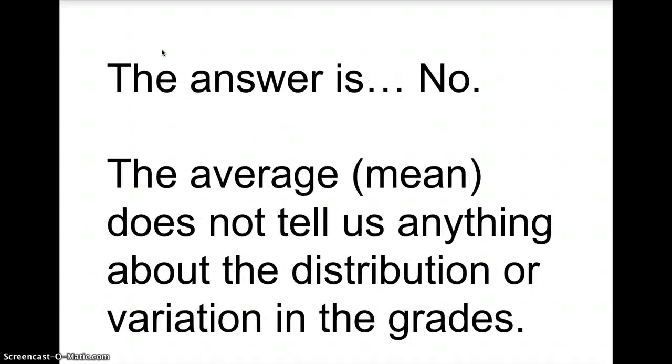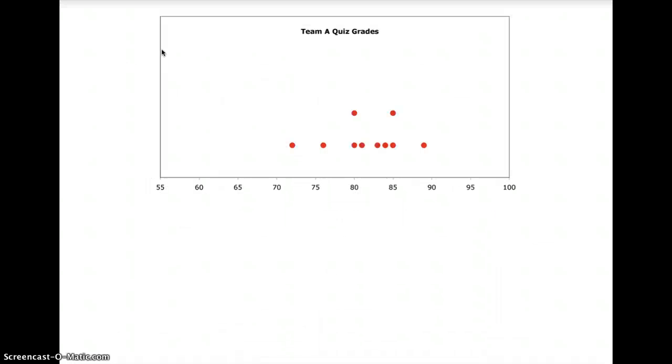And the reason is, just because it's an average value for the class, it doesn't mean that the distribution of the grades was the same. So let's talk about this in a little more detail. If you were going to graph this out, in this graph you would see that the lowest score was about a 72, and the highest score was around an 89. 2 students scored an 85, 2 students scored an 80, and so on.